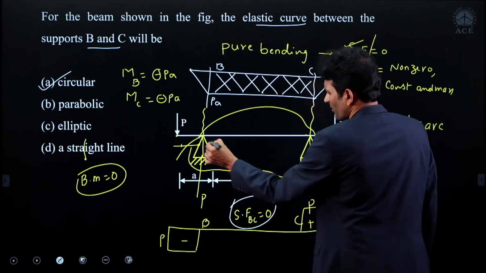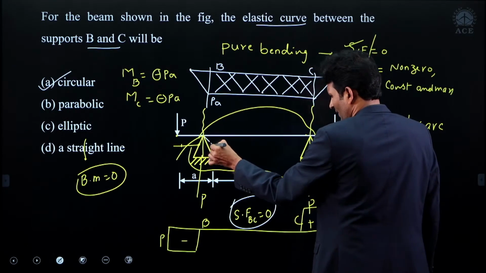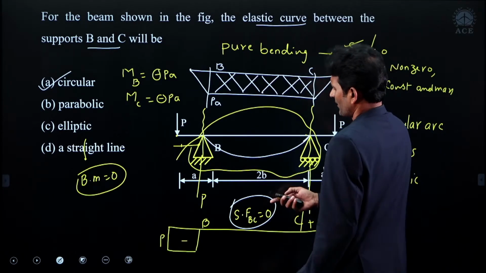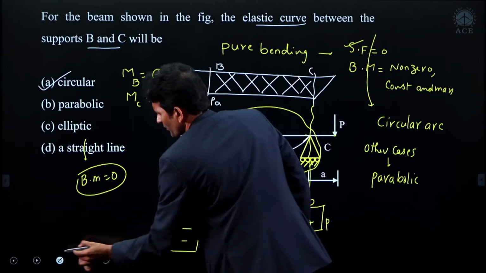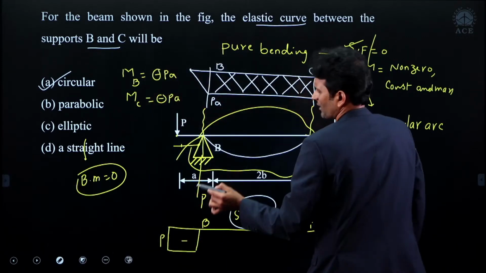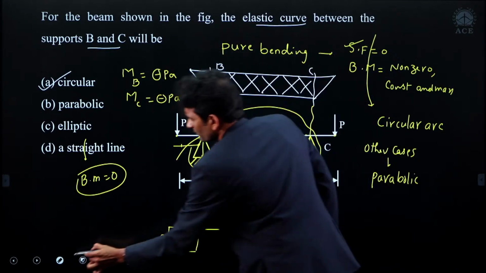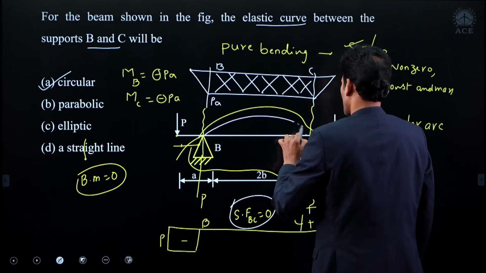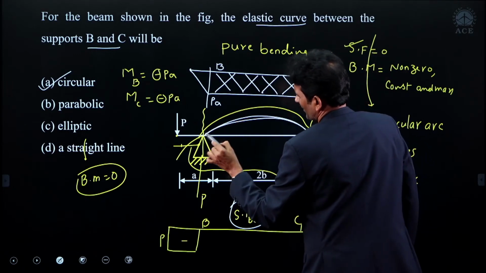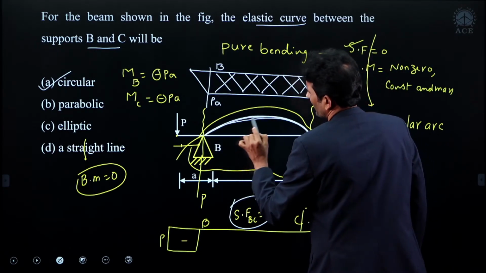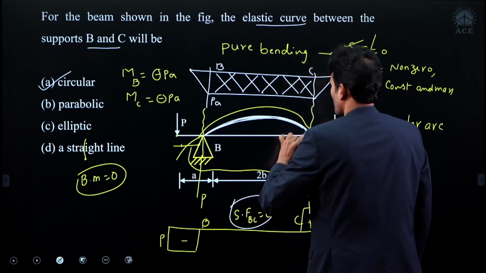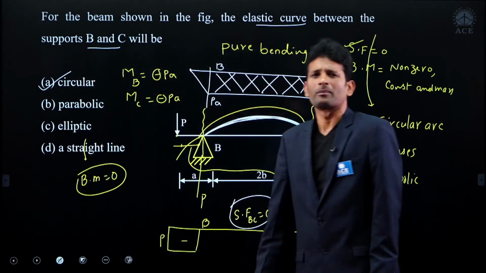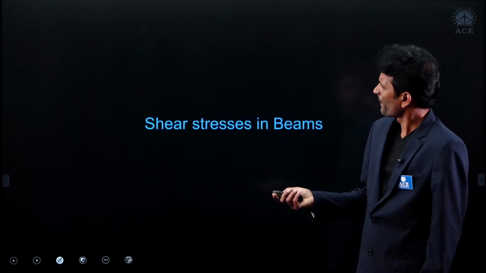That means if you are observing the elastic curve in between these two, it is a hogging effect. Yes, hogging. This is the elastic curve, and it has a circular arc shape. In the BC span, the elastic curve has a circular arc shape. So option A is correct for this problem. Hope it is clear to you.